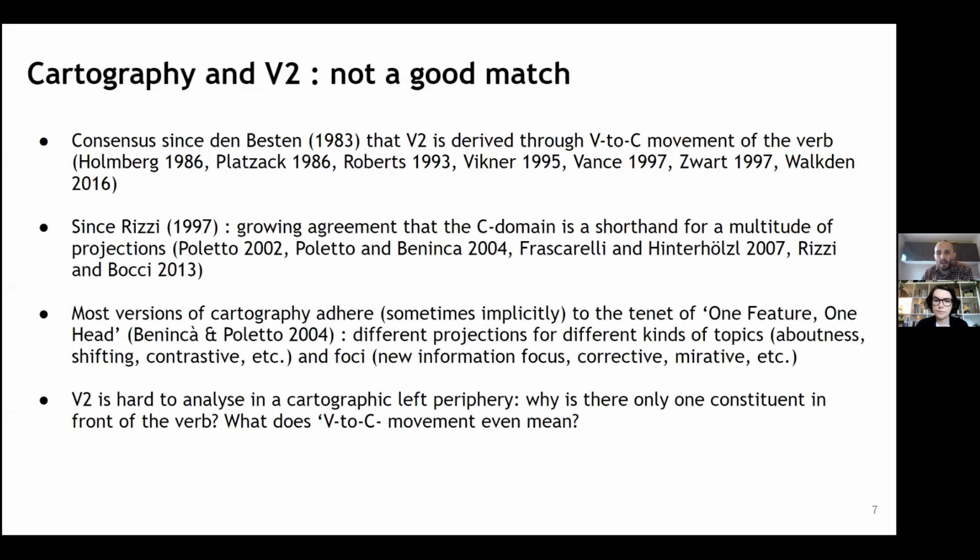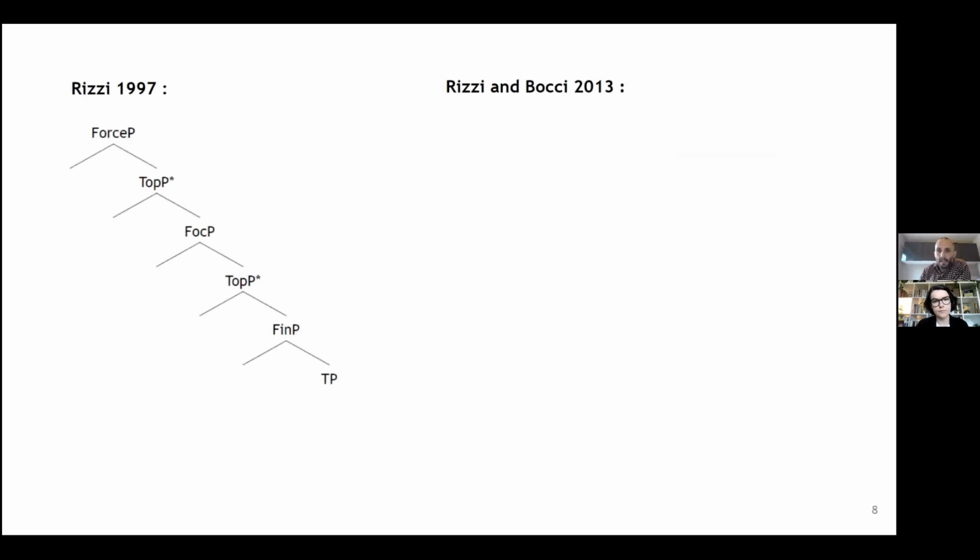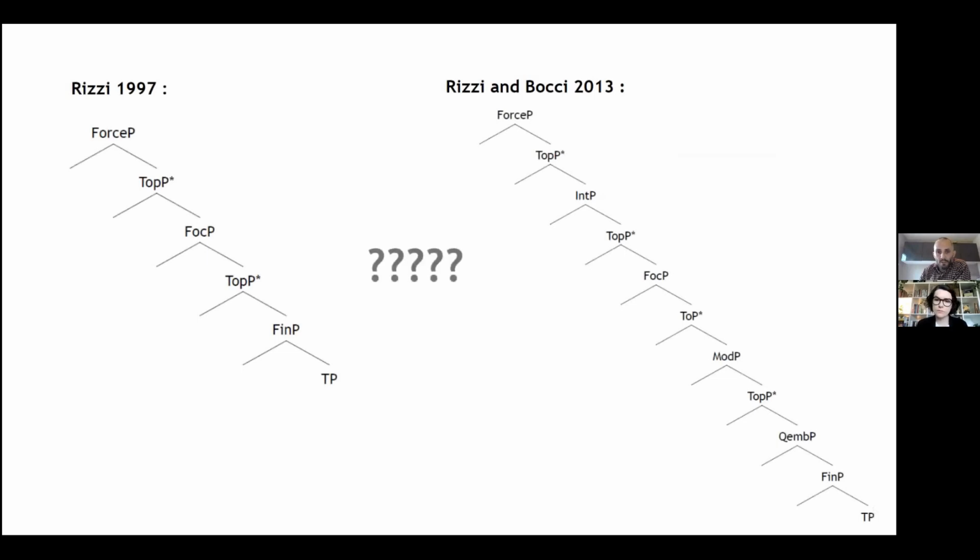But why would there be only one constituent in front of the verb? And what does V-to-C movement even entail? So to give you a sense of the scope of the problem, this is Rizzi's 1997 proposal, where it's already not clear what V-to-C would mean. And Rizzi and Bocci 2013 is much more elaborate. And my guess is that these structures will only grow in the future. So what does V-to-C movement mean? And why should there be only one constituent in front of the verb?